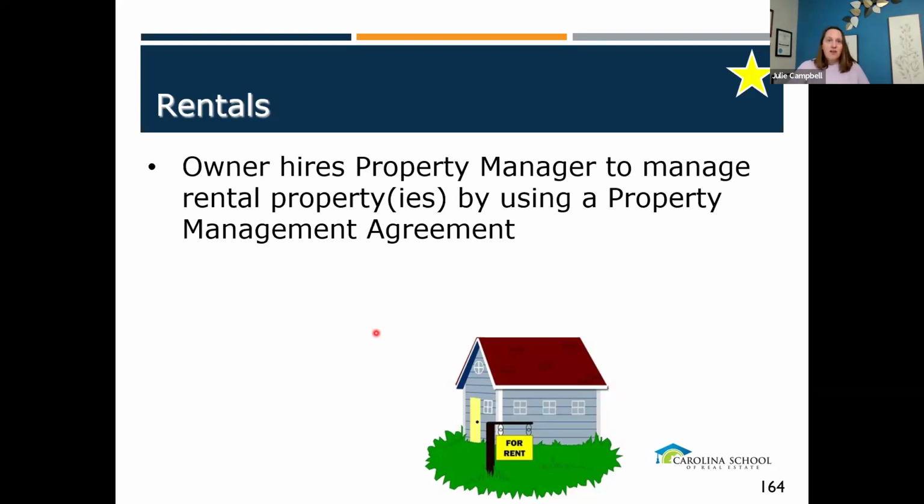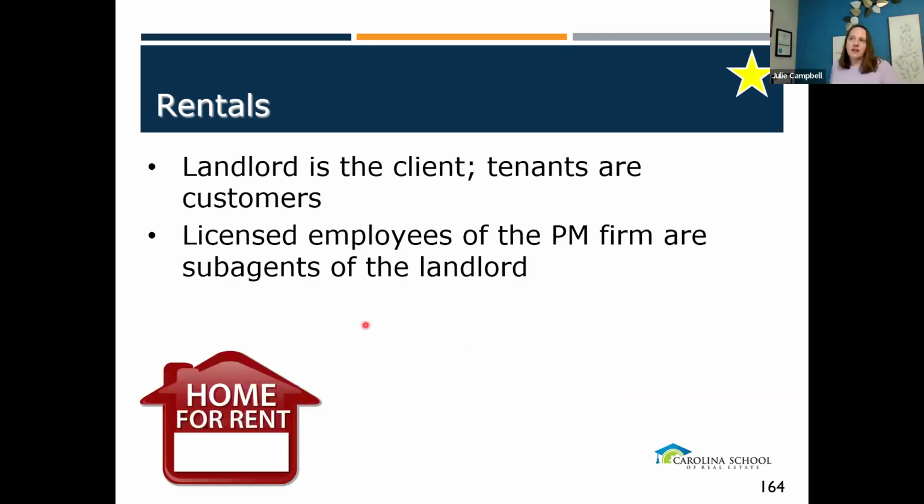Understand, a property management agreement is an agency agreement. You're just being hired for a different purpose. You're not being hired to buy or sell. You're being hired to manage. When you manage, you're collecting rent and making repairs and all that good stuff. Typically in a rental, the landlord is the client.